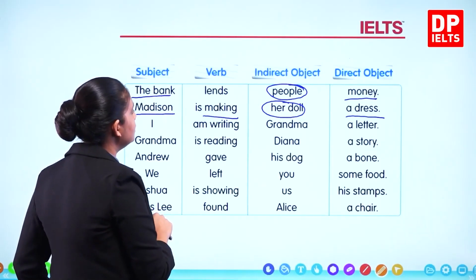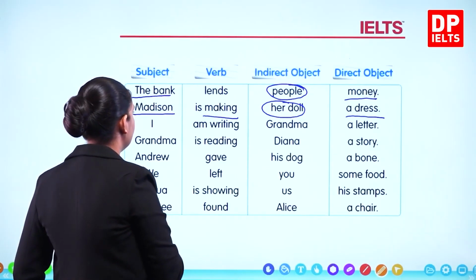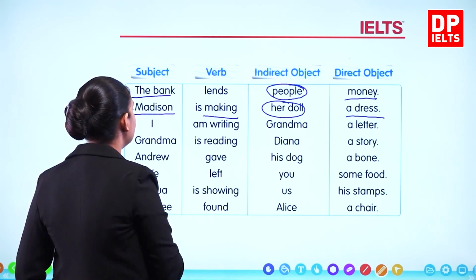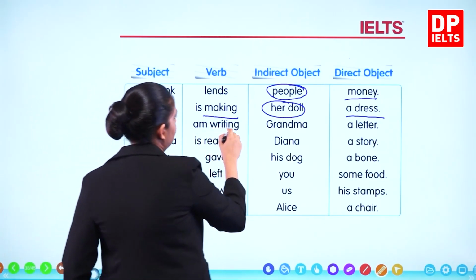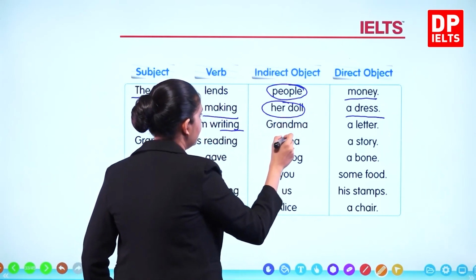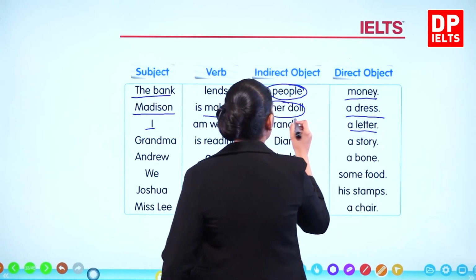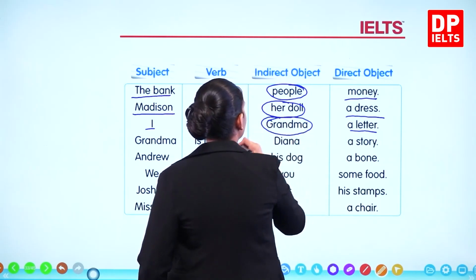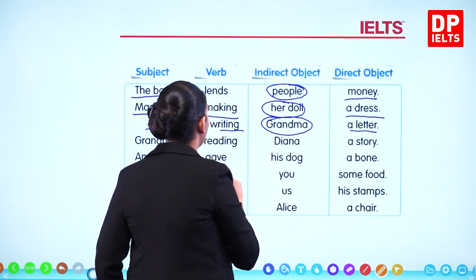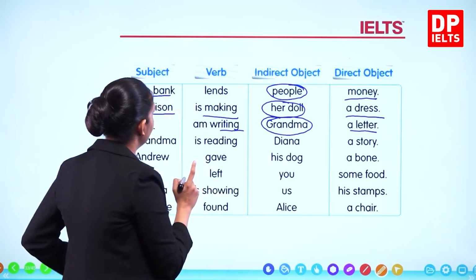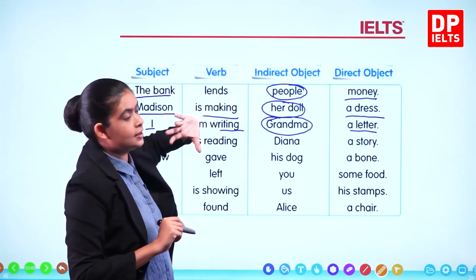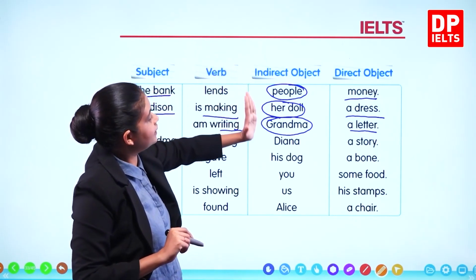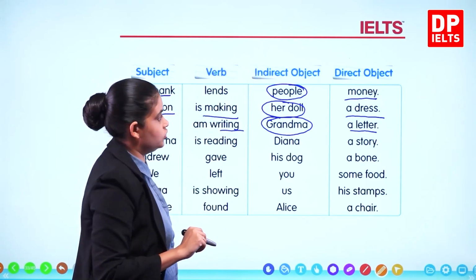I am writing grandma a letter. Right? Who is writing a letter? I. What are you doing? Writing. What are you writing? A letter. To whom? To grandma. Okay. So if you can see, the structure is subject, verb, object. Subject, verb, indirect object, direct object.